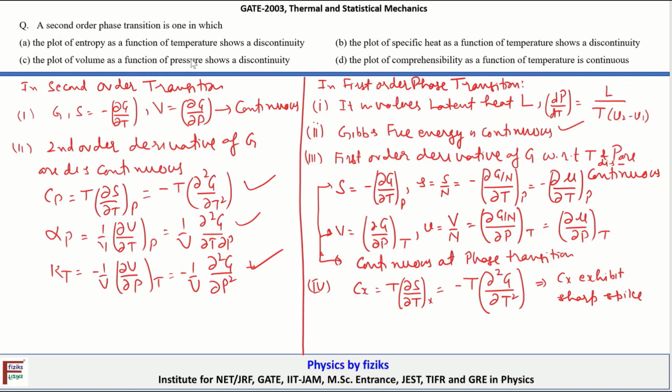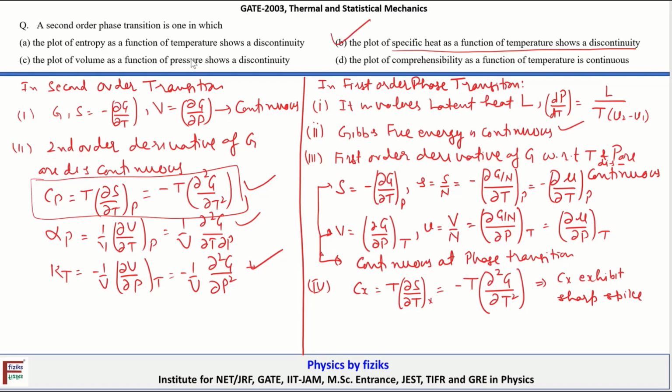So from this entire discussion we conclude that, out of these options, the plot of specific heat as a function of temperature shows a discontinuity. This validates the point that we just discussed in the second order transition. This is going to be discontinuous, so this is the correct option.